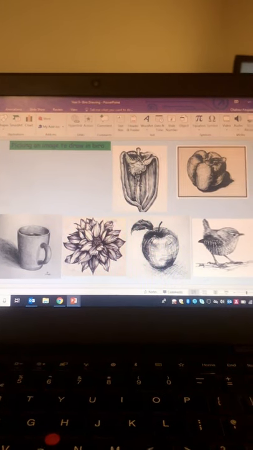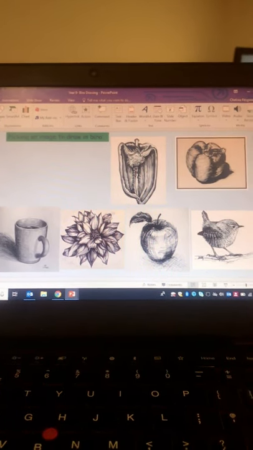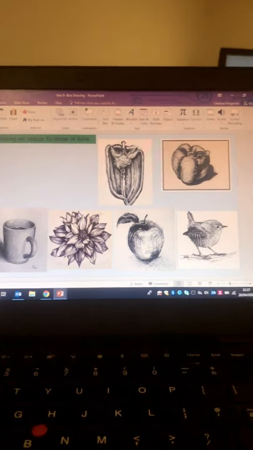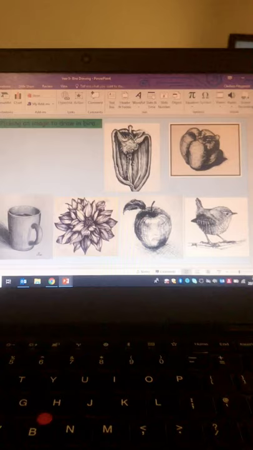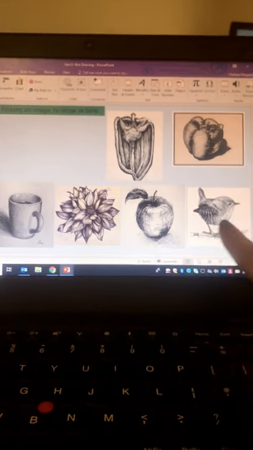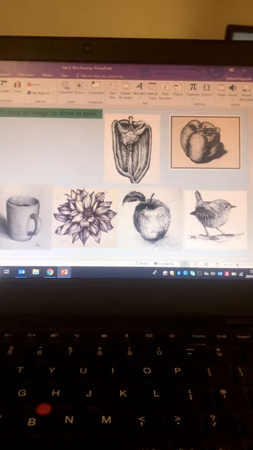If you find freehand drawing quite easy and you want to challenge yourself, I would pick the pepper or the inside of the pepper because these are more complicated shapes. And if you really, really want to challenge yourself, I would pick the flower or the bird as these are quite complicated shapes.